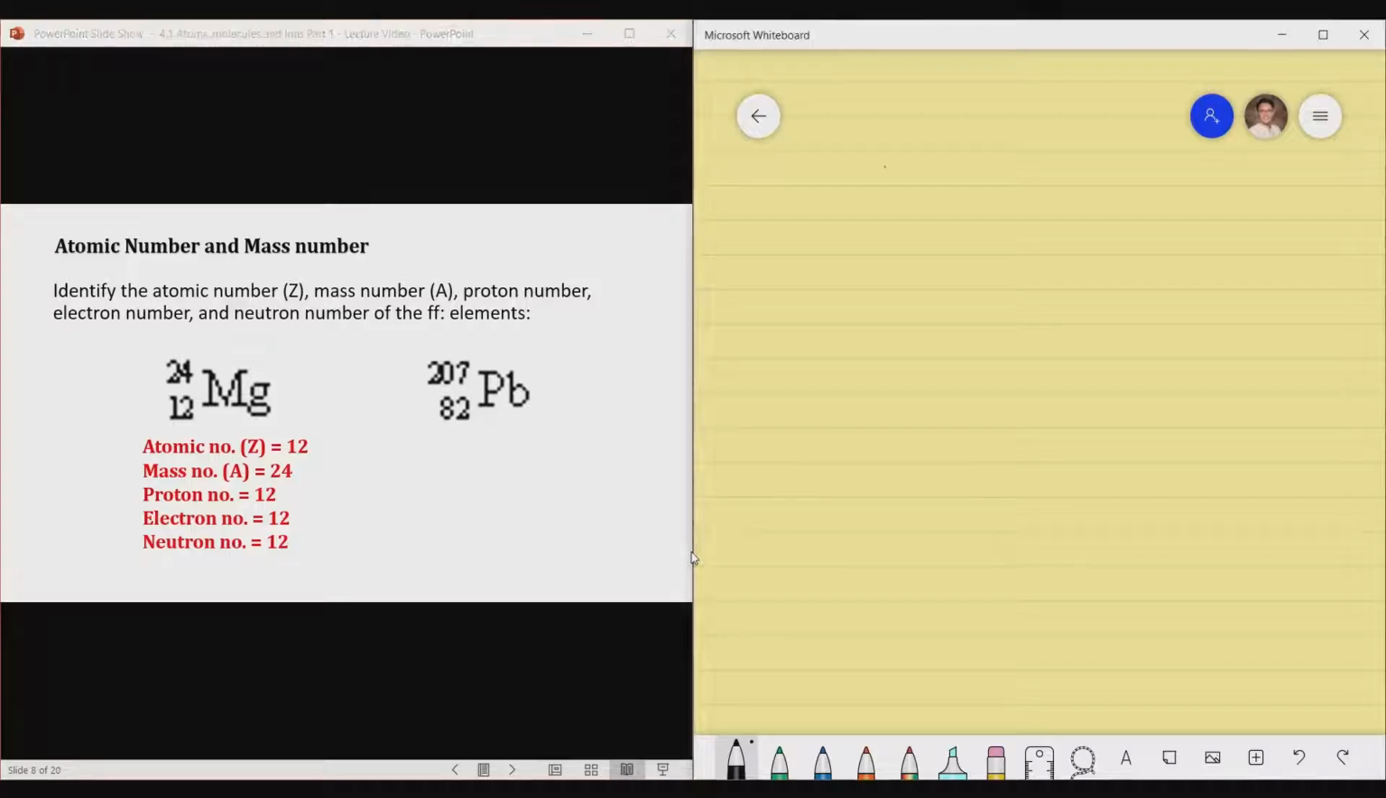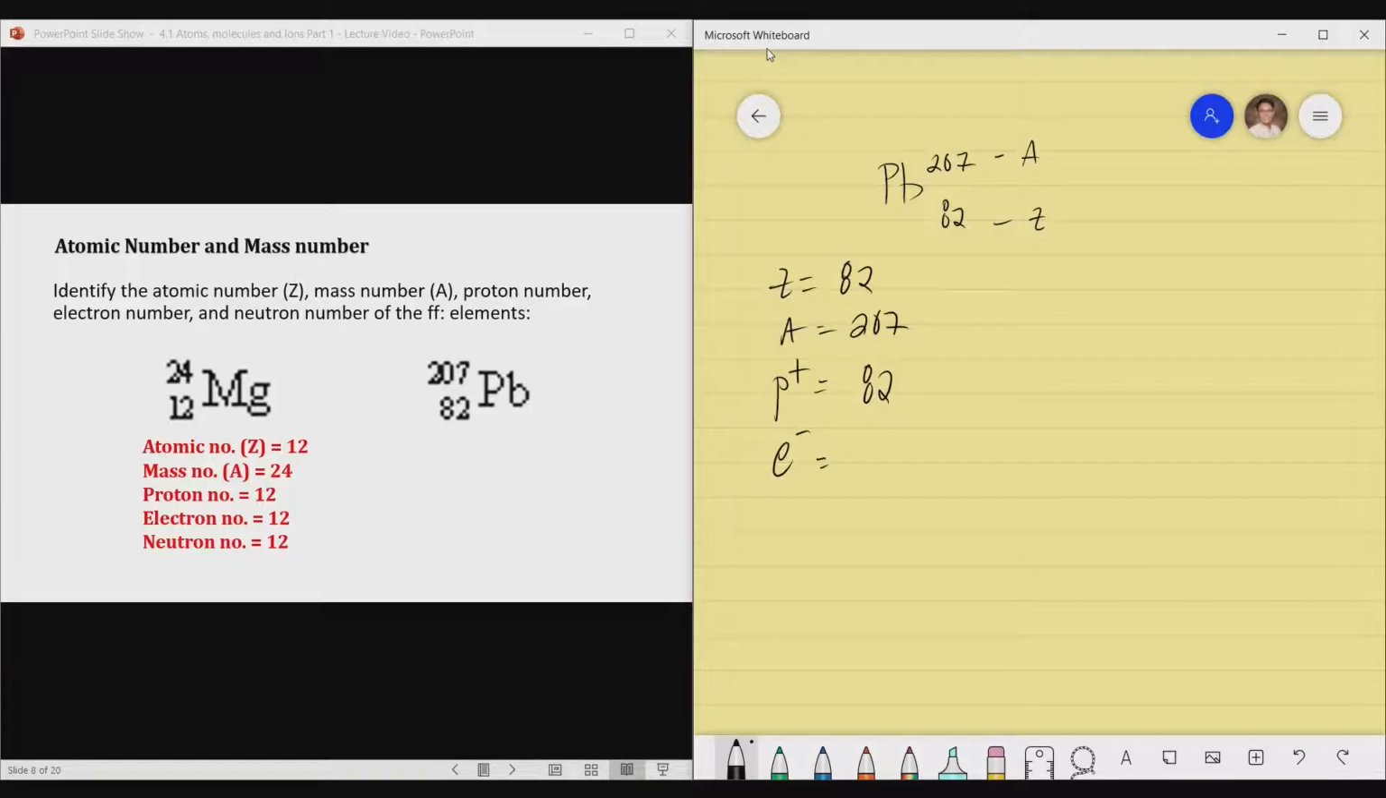We have here Pb, or I think this one is lead, if I am not mistaken, but correct me if I'm wrong. Okay, so Pb. So we have here 207 and then 82. This is your A and this one is your Z. Okay, so unahin natin si atomic number. Napakadali, 82. Mass number, nakalagay dito, 207. Proton number, proton is equal to atomic number, so 82 rin.